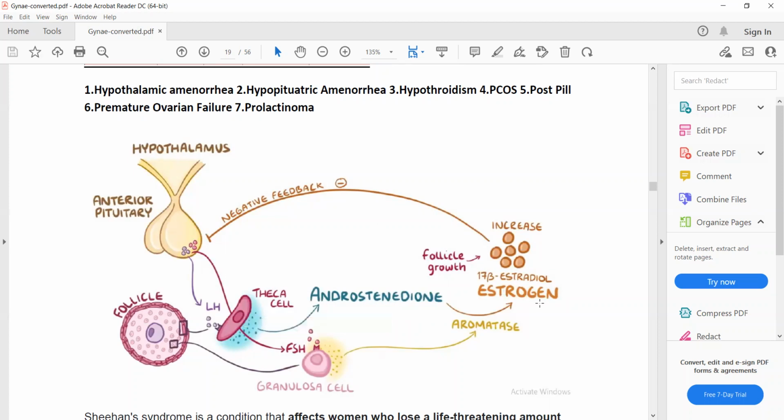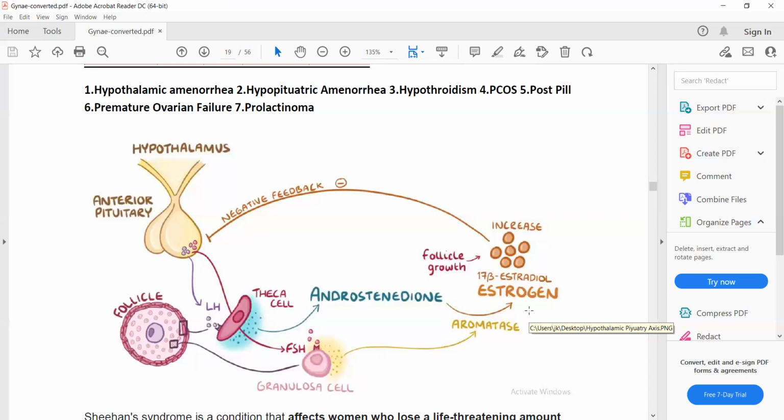But in ovarian problems, the low level of estrogen is due to problems in the ovary. Remember that high estrogen inhibits the secretion of LH and FSH. But when the ovary is not able to produce estrogen, it leads to a positive feedback on the pituitary gland, and the body tries to produce more estrogen by releasing more luteinizing and follicle stimulating hormone in an attempt to increase this estrogen level.